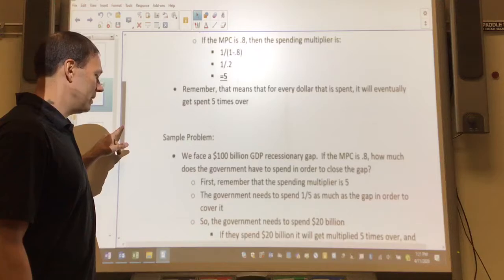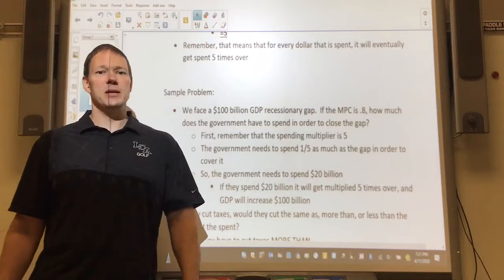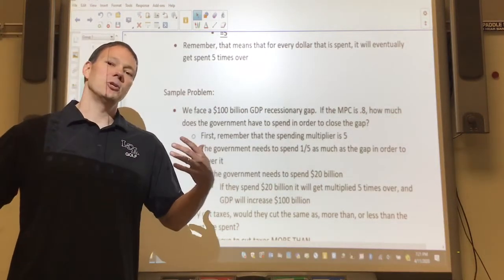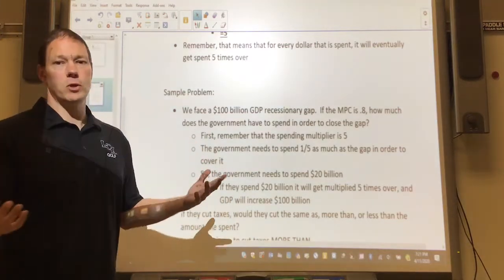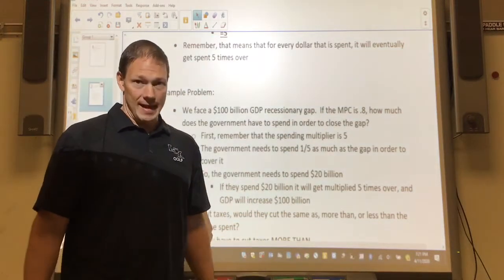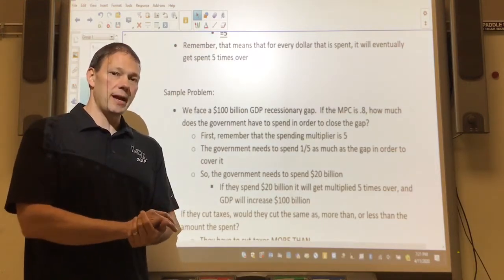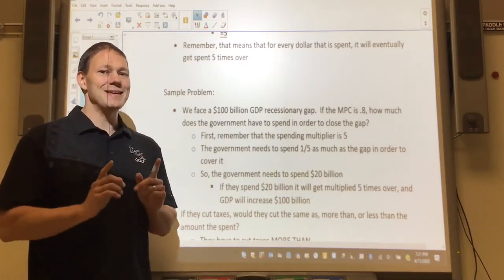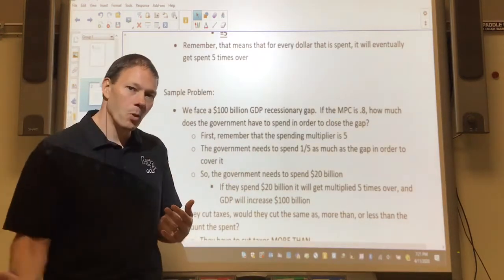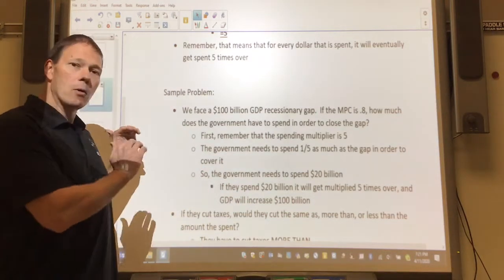The way they like it to show up, or the way they often ask it, is this. They'll say, all right, we face a $100 billion GDP recessionary gap. In other words, we're in recession and GDP is $100 billion less than what it should be if we're at full employment. So if the MPC is 0.8, then how much does the government have to spend in order to close the gap? Remember, they don't have to spend the entire 100 billion. They can spend a portion of that, and then it gets multiplied and GDP expands by however many times more. So how would we figure this out then?